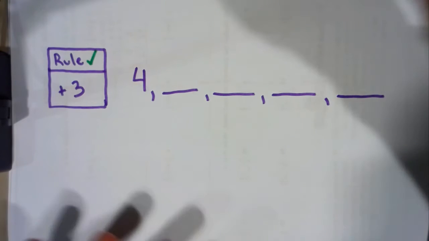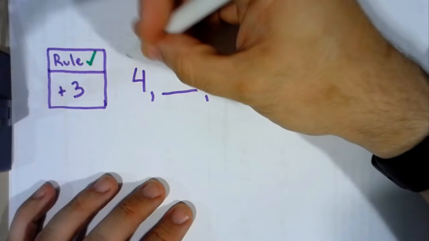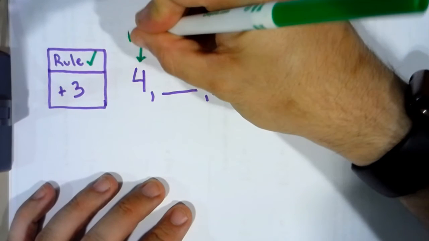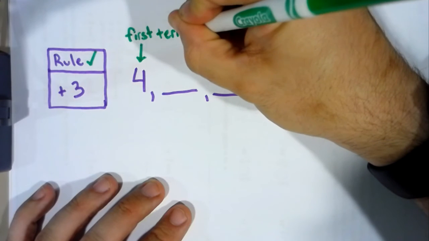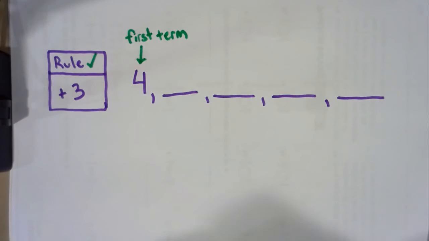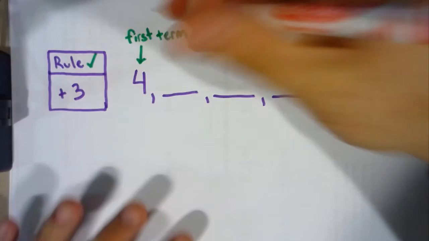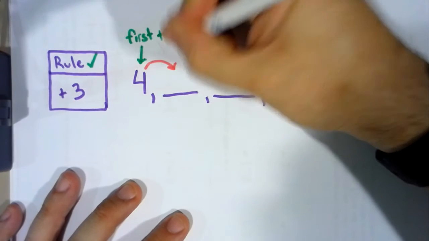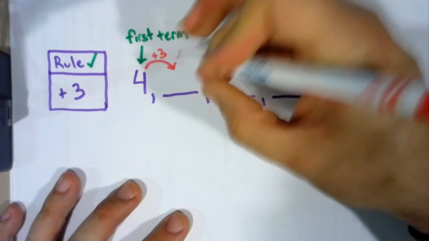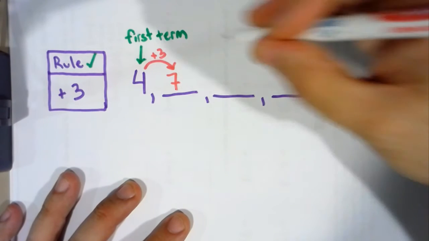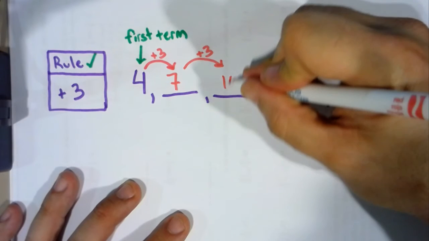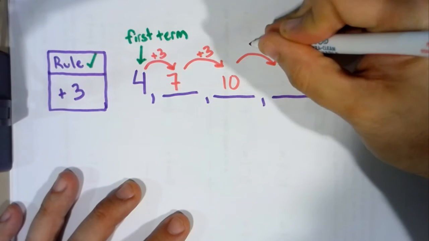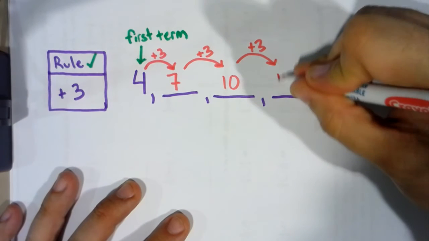The numbers in a pattern we describe as terms. The first number in your pattern is called your first term. So in this particular pattern, you can see that our rule is +3. We're starting with 4. So I'm going to go from 4 to my next number. That's +3. So that's going to be 7. And now 7 plus 3 is going to be 10. 10 plus 3 equals 13.